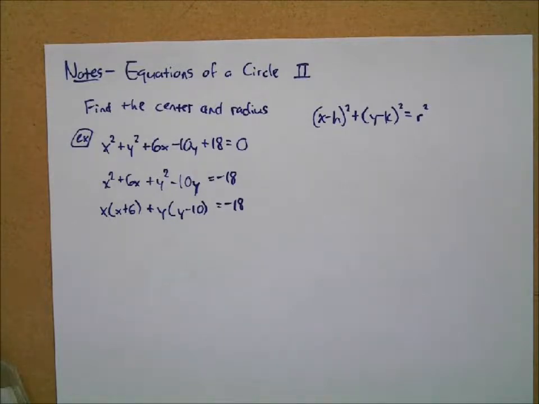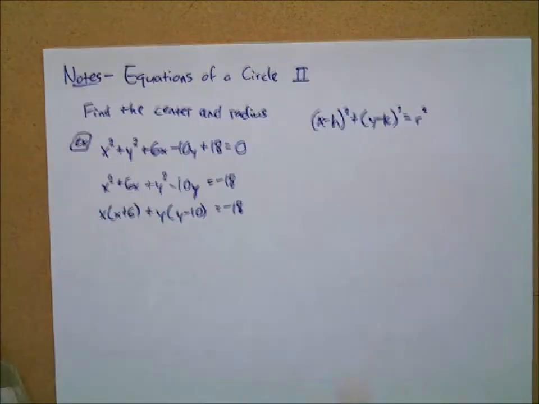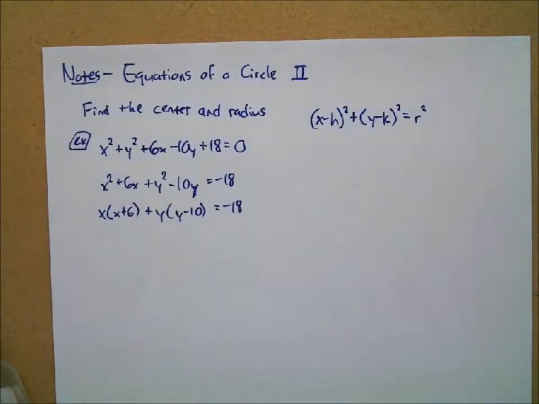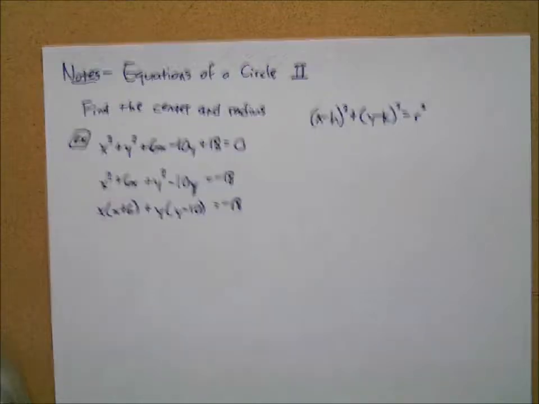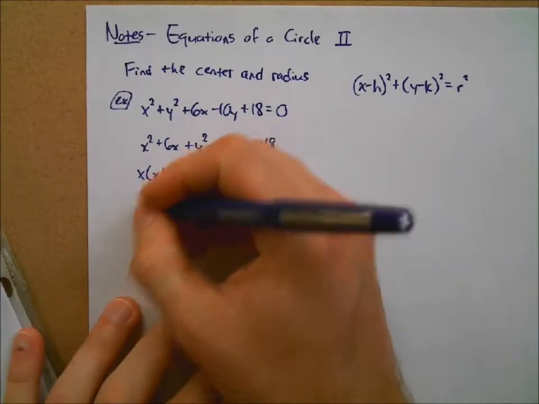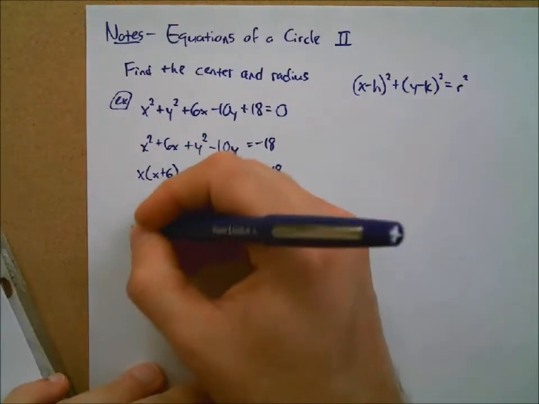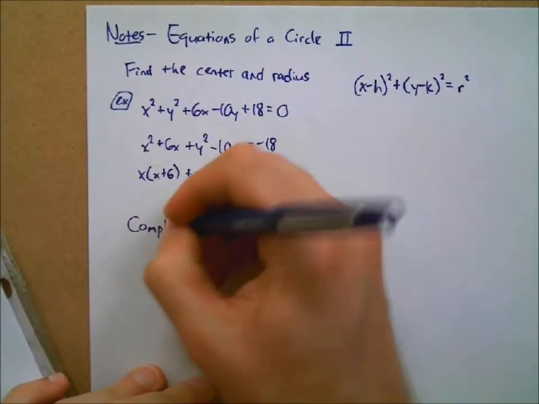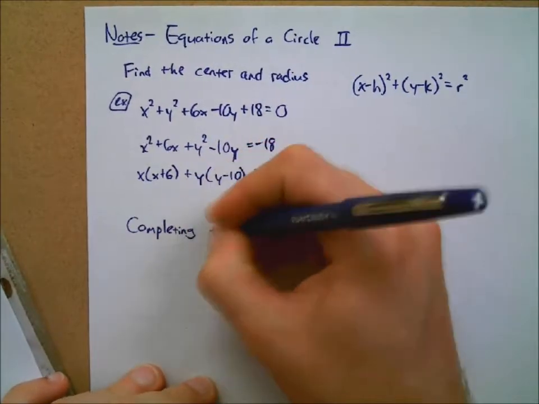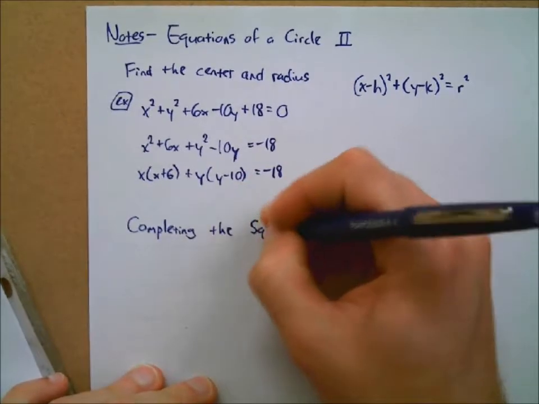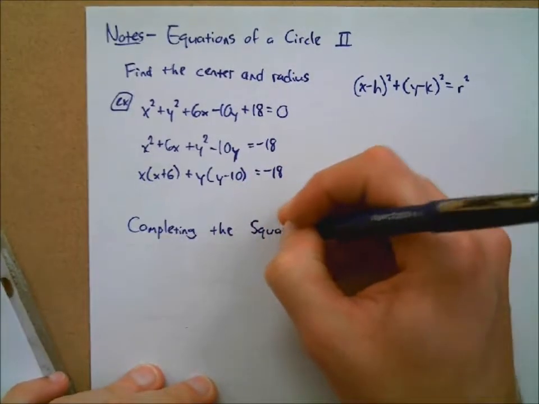All right, so we need to take something that's not a perfect square and we need to make it a perfect square. And we're going to do that using a technique called completing the square. Okay, so we'll come back to this problem. Let's review completing the square.